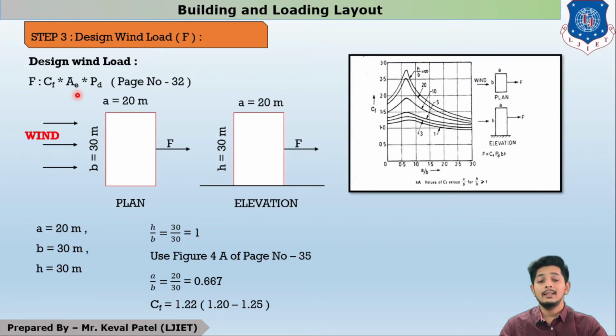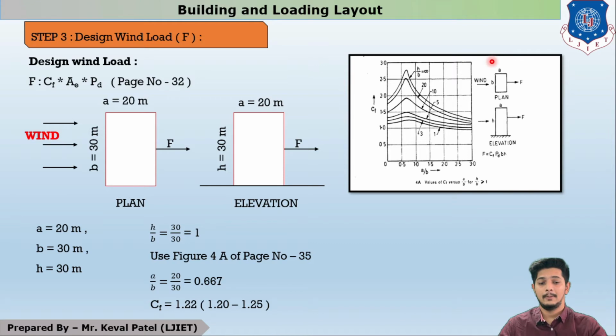For CF, IS code has given us a chart. Here in this chart, one axis, which is the Y axis, is showing CF. But these lines are given by H by B value. Here the first line you can see is H by B for 1, H by B 3, H by B 5, 10, 20 and infinity. Same way the x-axis is given as A by B. So A, H and B are to be found out. In this figure they have shown how to take A, H and B. Simply H is the height of the building.